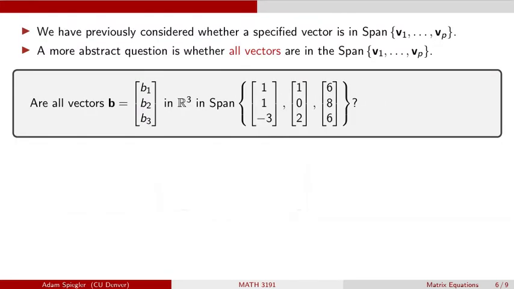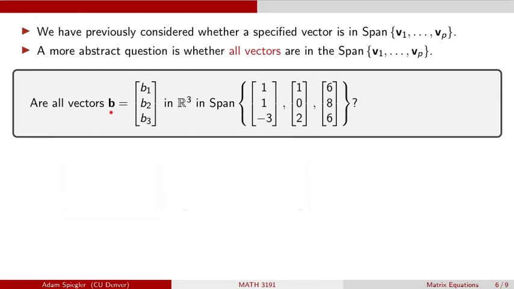So far we've mainly been asking questions such as above: given a certain vector and a spanning set of vectors, is this specific vector in the span of vectors v1 up to vp? A more abstract question would be to ask, okay, can we generate all vectors, in this case all vectors in R3, from a set of spanning vectors?